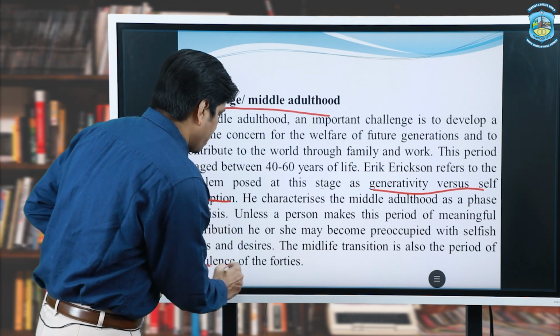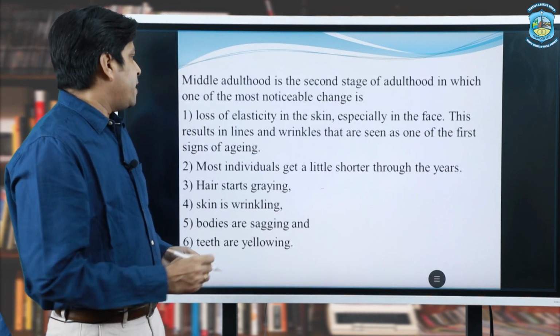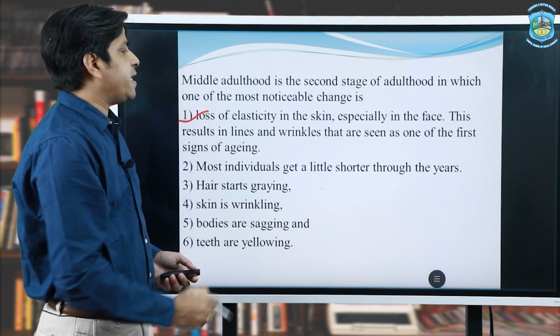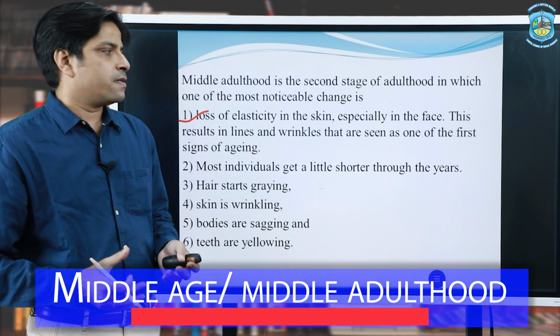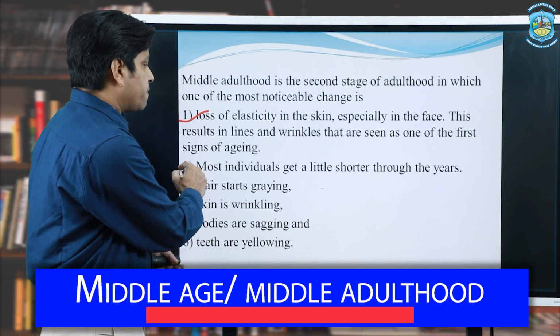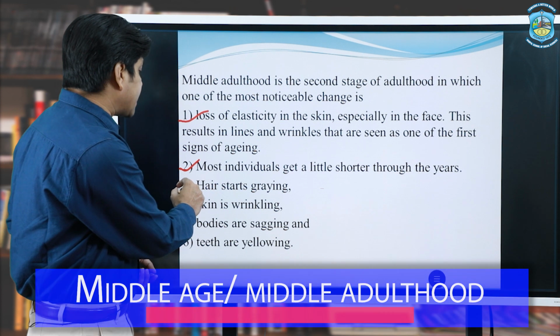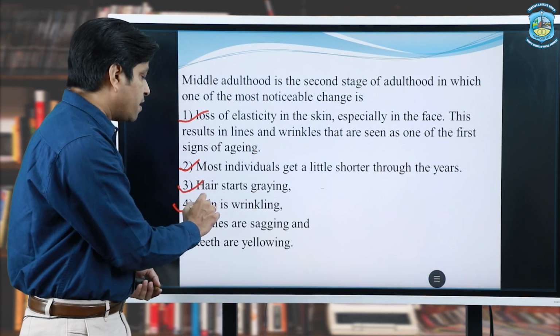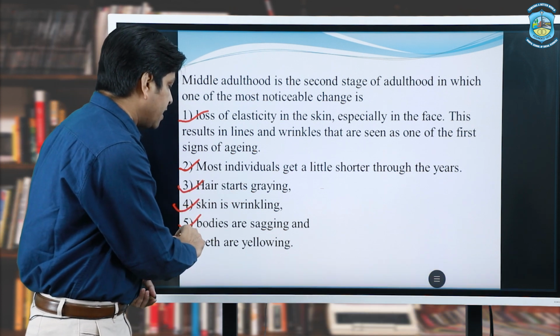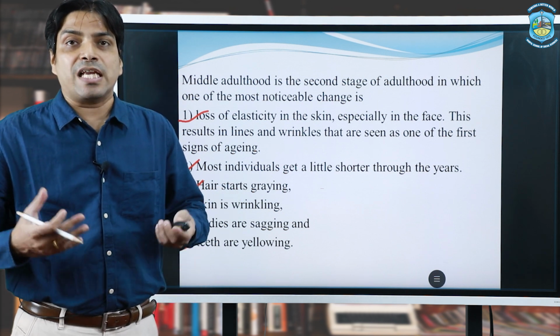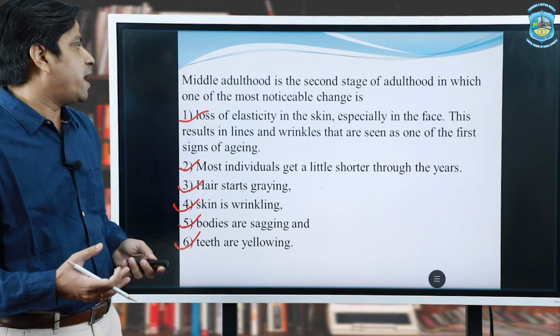And we find that there is loss of elasticity in the skin, especially on the face. Most individuals get a little shorter through the years, and hair starts graying, skin is wrinkling, bodies are sagging, and teeth are yellowing. So these are certain changes physically we can observe among adults.